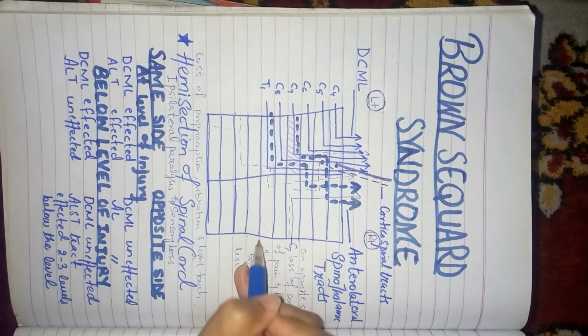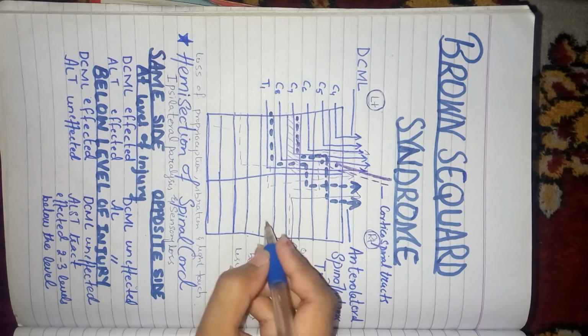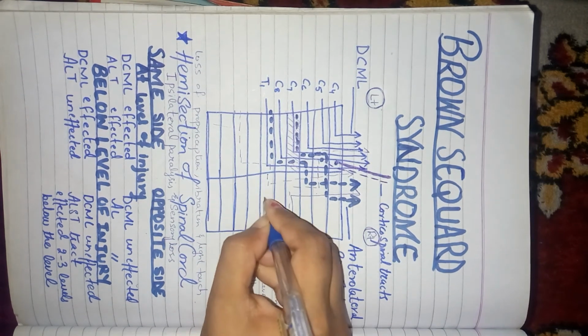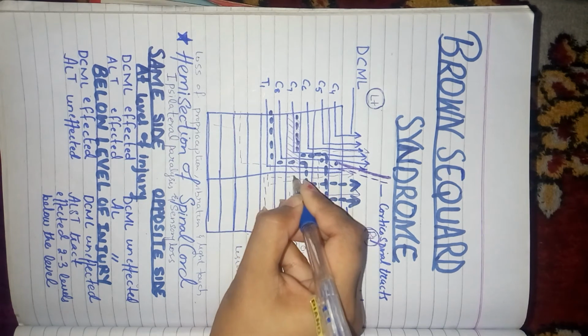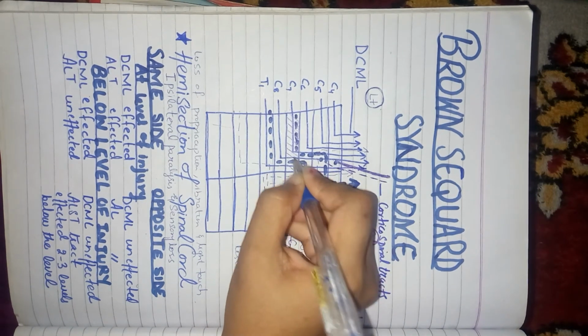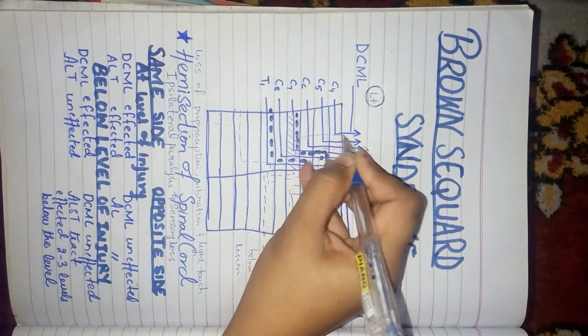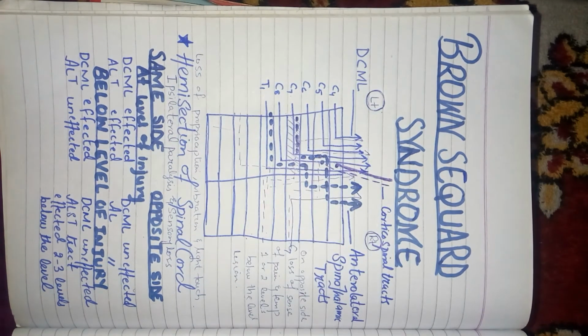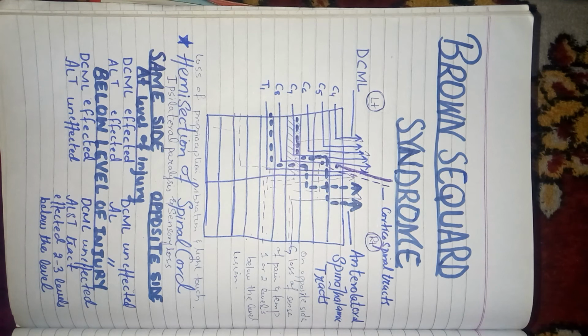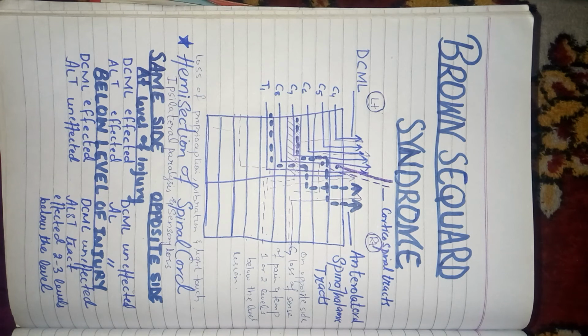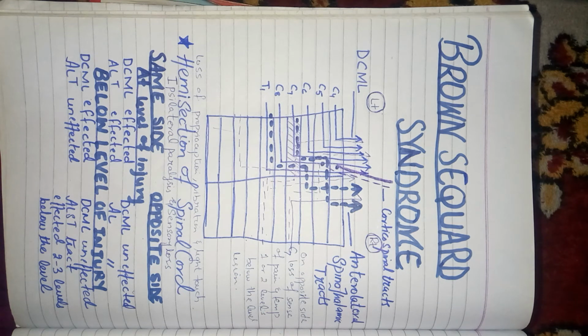For example, here, they enter, they have to ascend, then they have to cross at the level of C7, and then they can go upward. So on the opposite side, 2 to 3 levels below the level of lesion, the anterolateral spinothalamic tract will be affected, and there will be loss of sense of pain and temperature. Then what will happen above C7?